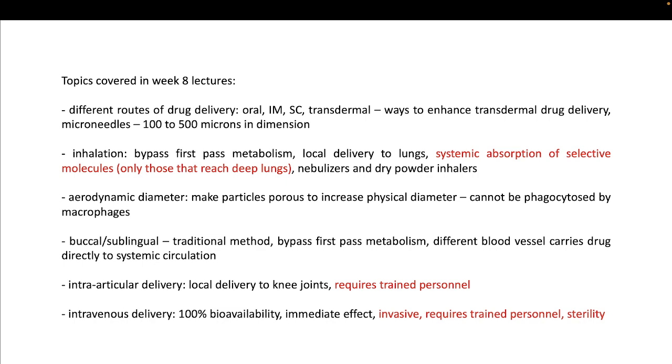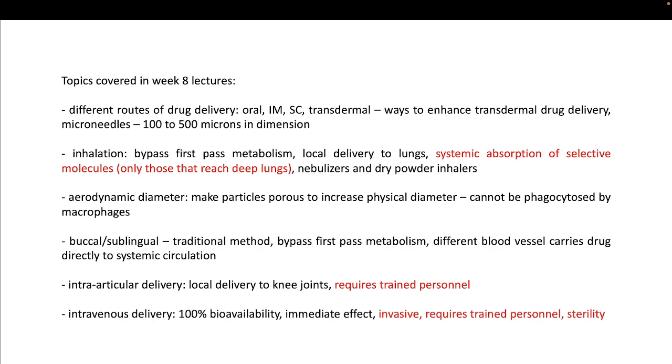Next, there is a concept known as aerodynamic diameter whenever you are dealing with the inhalation route. This is used to make the particles porous to increase their physical diameter. So aerodynamic diameter is basically a theoretical concept, it's not a physical value. And this is done because if your particles are of a smaller size, they can be phagocytosed by the macrophages which are present in the alveolar sac. We can discuss this later in the questions as well. So to avoid that, you deliberately make the particles porous, you increase the physical diameter, but the aerodynamic diameter will still remain in the range which is approved for inhalation based drug delivery.